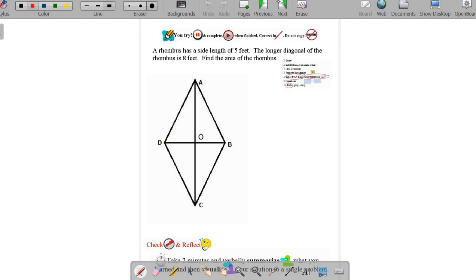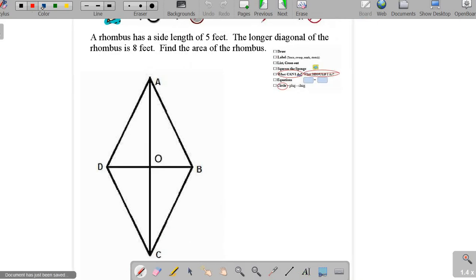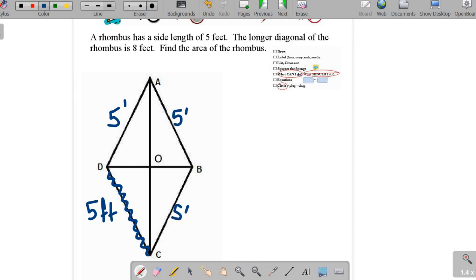Welcome back. Let's take a look here. So a rhombus has a side length of 5 feet, which means a side length of 5 feet all around, because a rhombus has all 4 equal sides. The longer diagonal is 8 feet. So I'm going to immediately split it up, 4 and 4. Find the area of the rhombus.